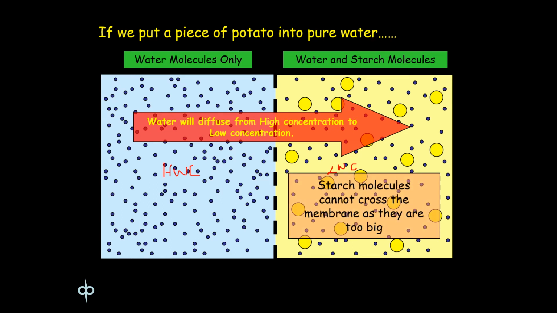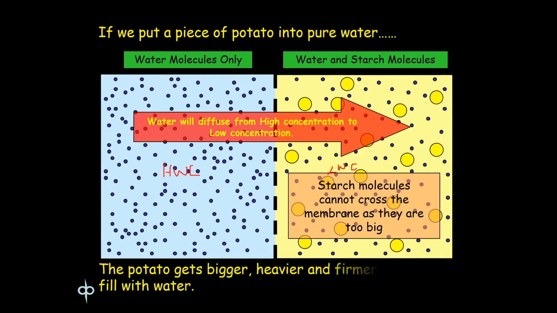So our starch molecules can't cross the membrane as they are too big. So the potato is going to get bigger, heavier, and firmer as the cells fill with water. And that's what's going to cause the potato to get bigger.